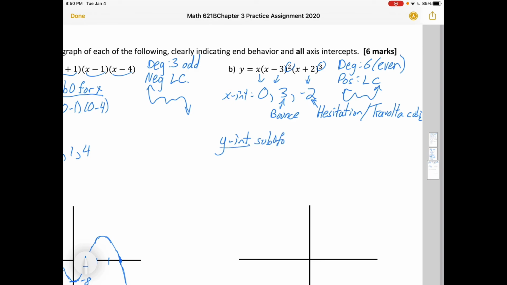All right, y-intercept. And people will botch this so often. Sub 0 for x, just like we did before. So y equals 0 times... Now, I wouldn't blame you for just stopping writing stuff right here. 0 times... Oh, who cares what else is there? 0 times anything is 0. So there's our y-intercept.